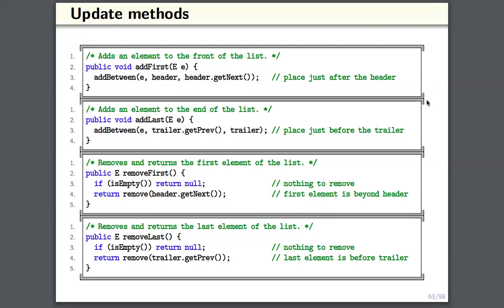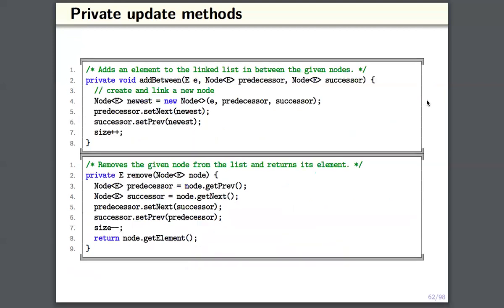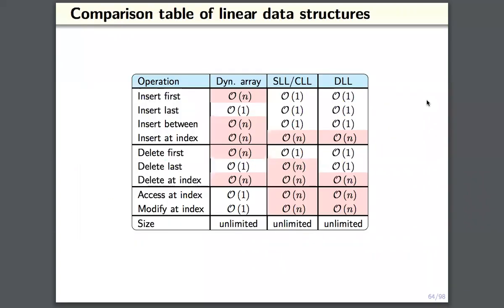Okay, so now can you tell me the complexity of all these four functions? These four functions depend on add between and remove. Now let's go to add between and remove. What is the complexity of these two functions? Constant time, constant number of instructions. Each instruction takes constant time. So it's constant time, right? Theta of 1 or O of 1 time complexity.